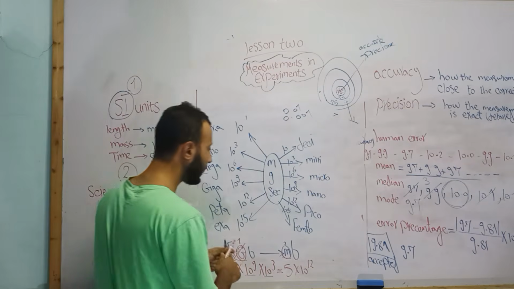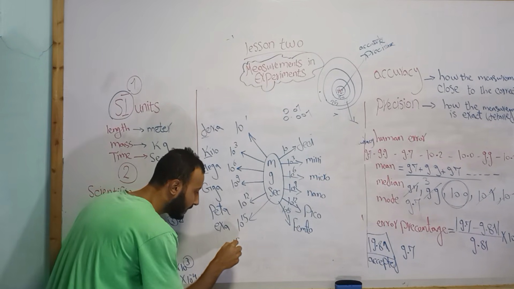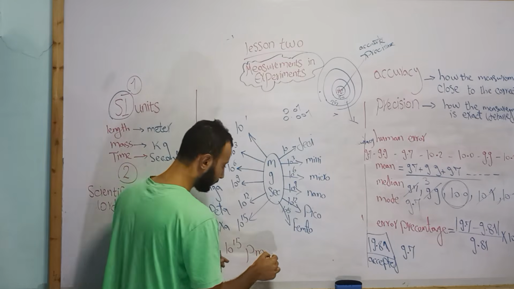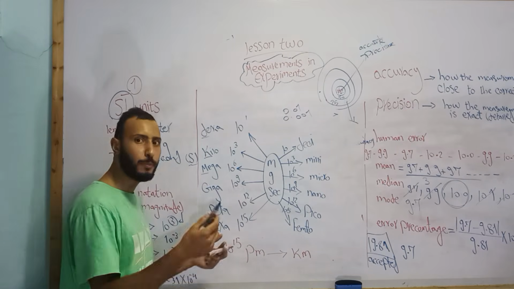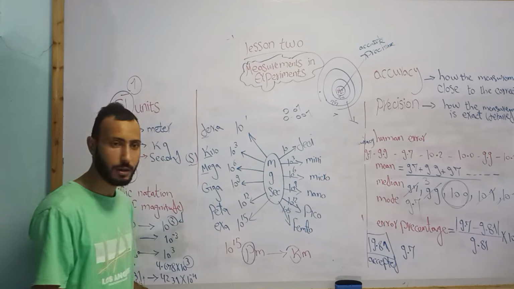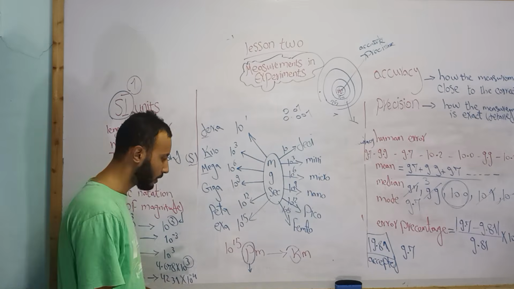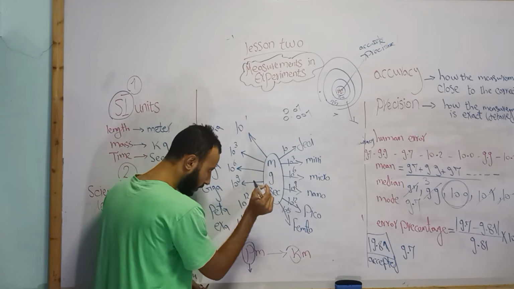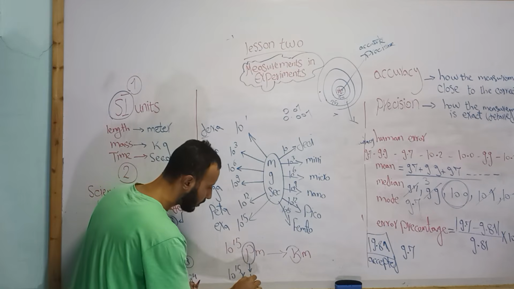Let's take another one: from 10 to the power 15 picometer to kilometer. You have to ask yourself at the beginning, how many steps? To know how many steps, look at how many prefixes you have: 1, 2. So we have 2 steps. The first one is to remove the pico, going from the pico to the meter. To get from the pico to the meter, you multiply times 10 to the power 12. So I'll say 10 to the power 15 times 10 to the power 12.